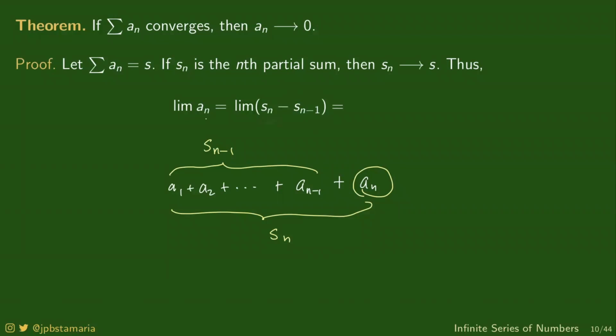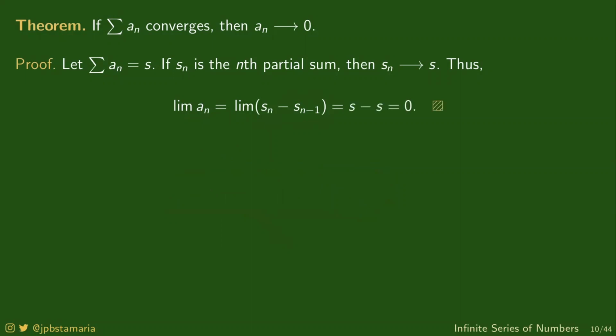Did you understand? Kaya kung ang limit nito ay S, ito rin ang limit dapat ay S. And therefore, that difference has to be 0. And we can now say that a sub n converges to 0. Kaya nga sabi ko sa inyo, ito yung pinakamadaling theorem natin for today. Okay?